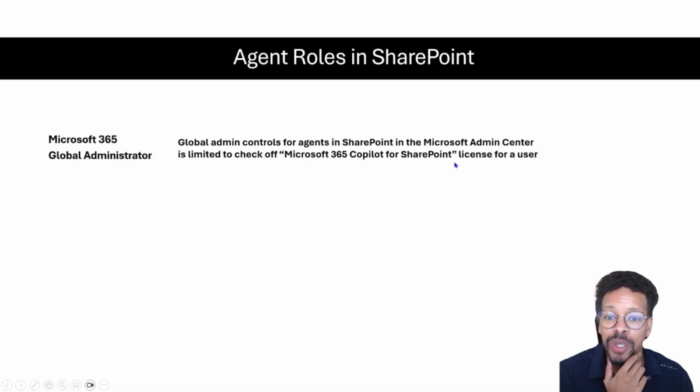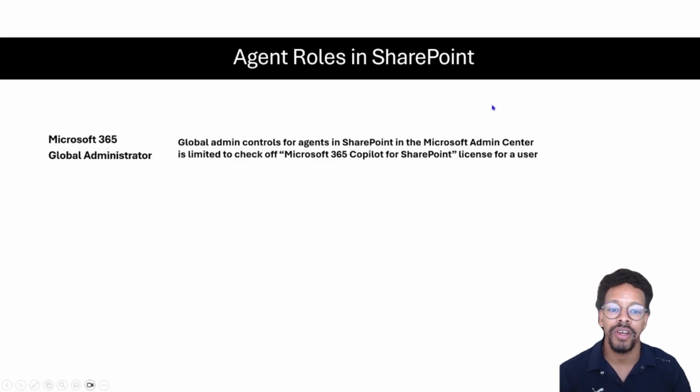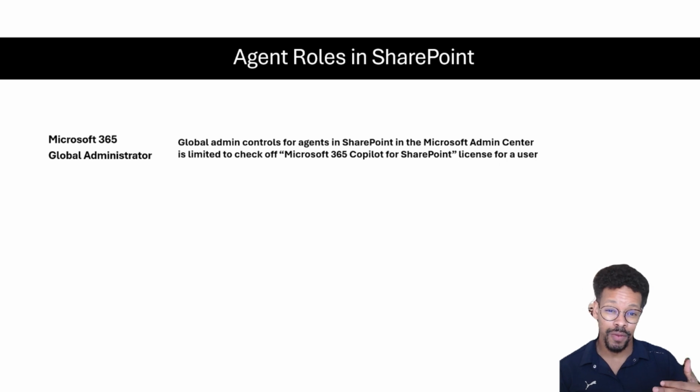So let's go to SharePoint. In SharePoint, the M365 global admin has control over everything and can check off the M365 Copilot for SharePoint license for a user.